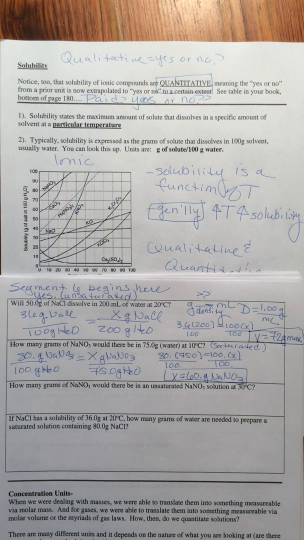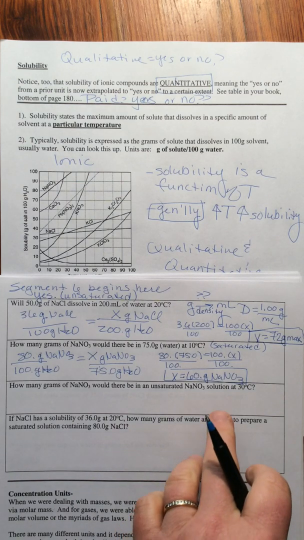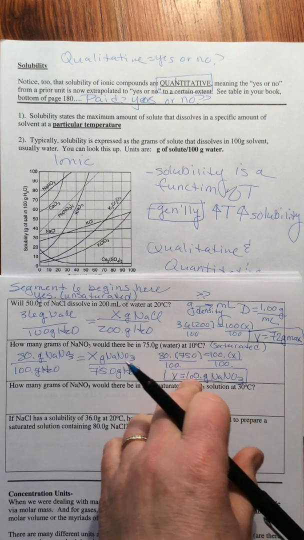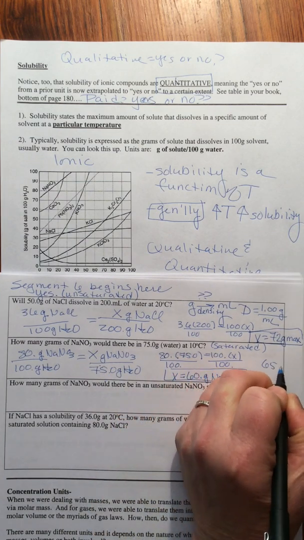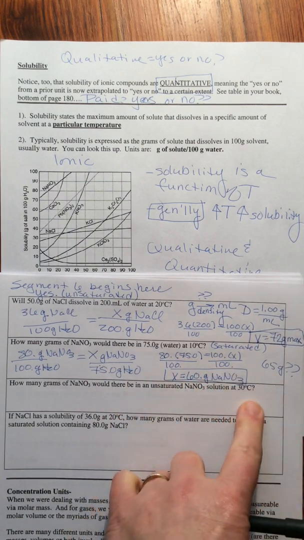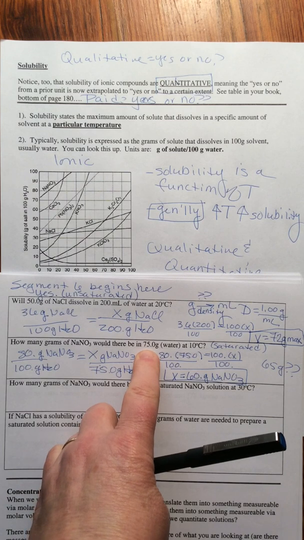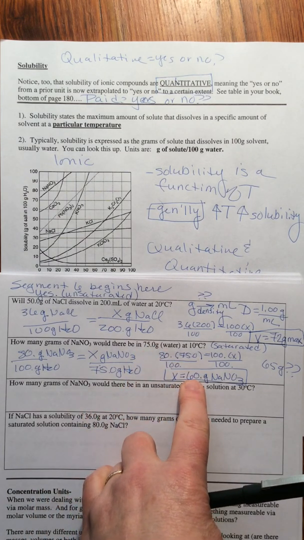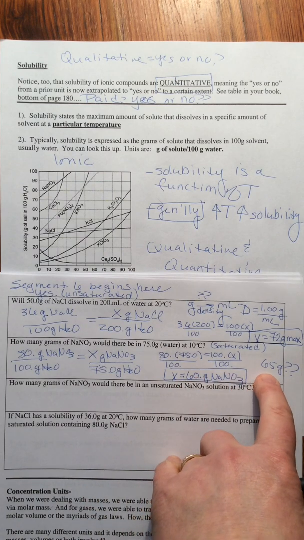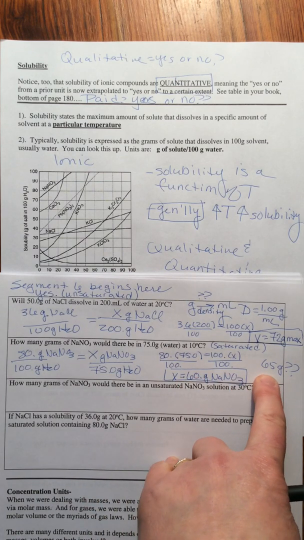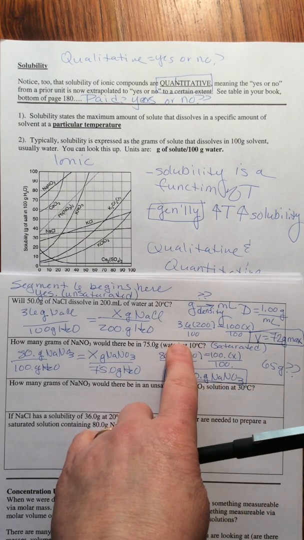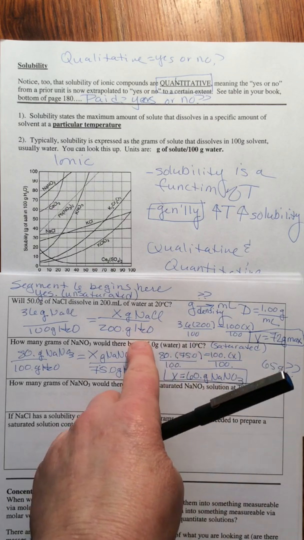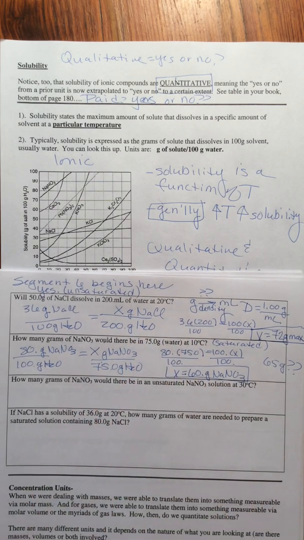Okay? So I might ask something like, well, what happens if I try to dissolve 65 grams into that 75 grams of water? Well, our answer would be we could only get 60 grams to dissolve, 5 would remain undissolved, so the only thing we could do is either heat it up or add more water.